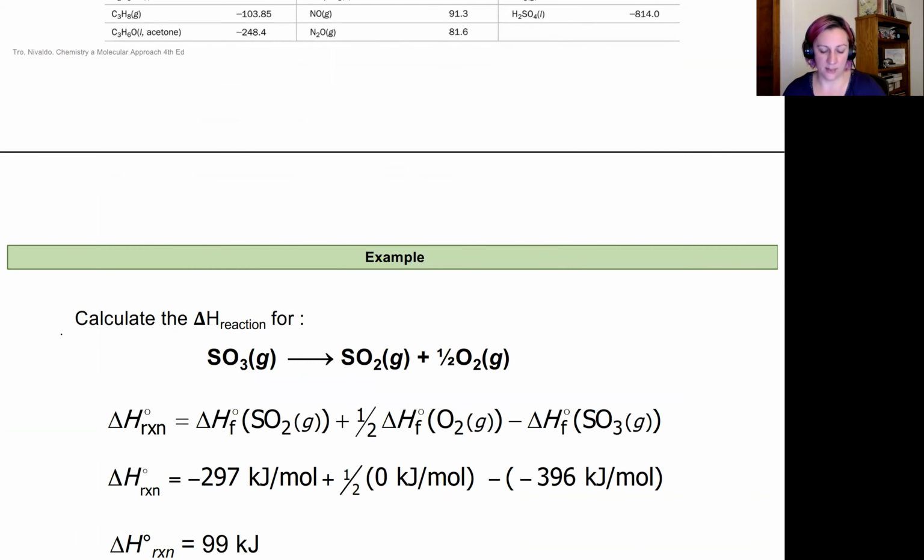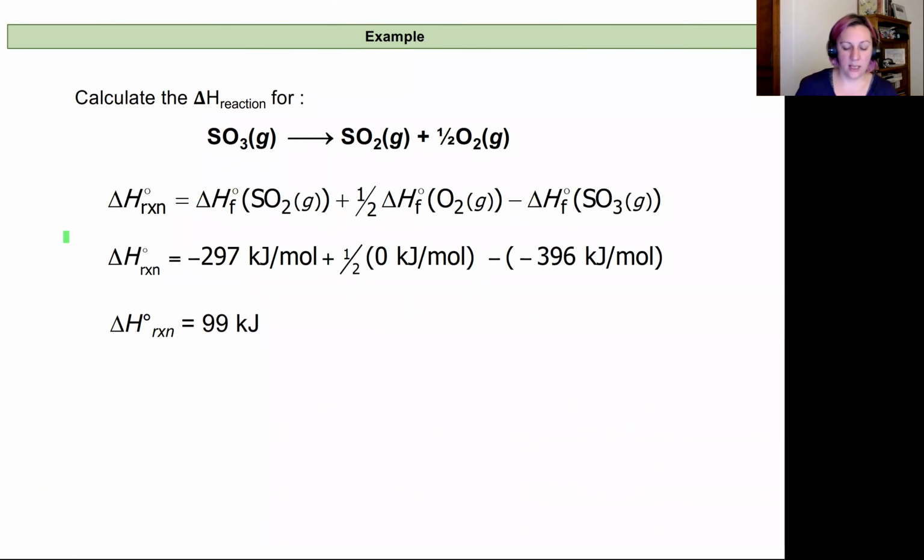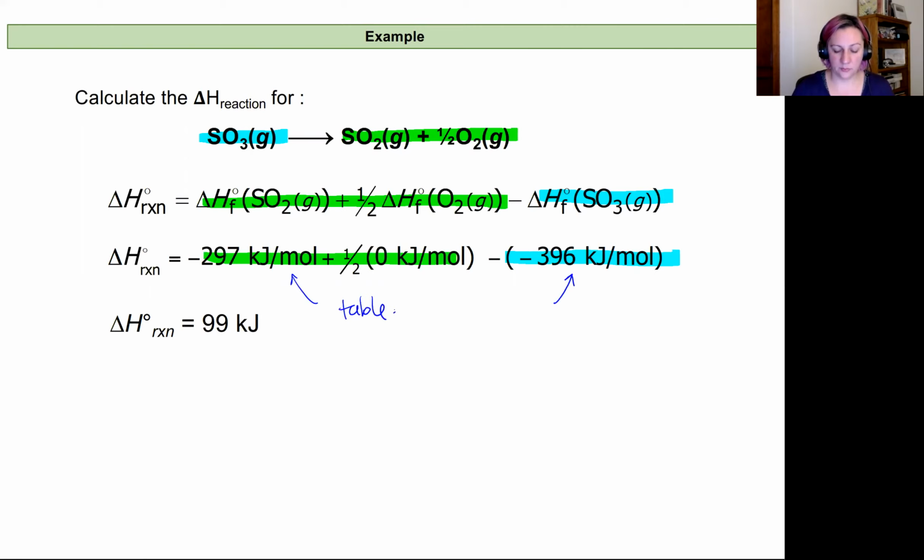So here's an example of this. If we want to look at sulfur trioxide reacting to form sulfur dioxide and half a molecule of oxygen, we would take the sum of the products right here, and subtract from it the sum of the reactants' enthalpies of formation right here. And these values are coming from our table that we just showed.